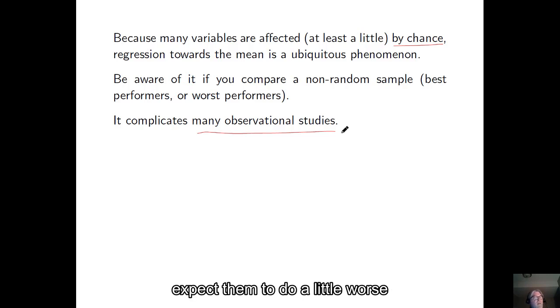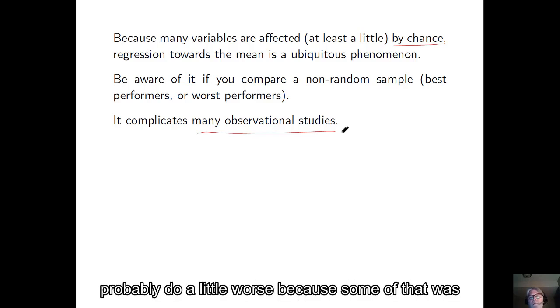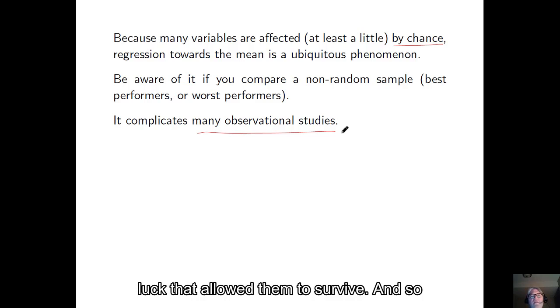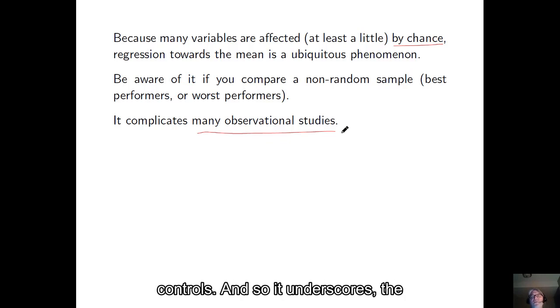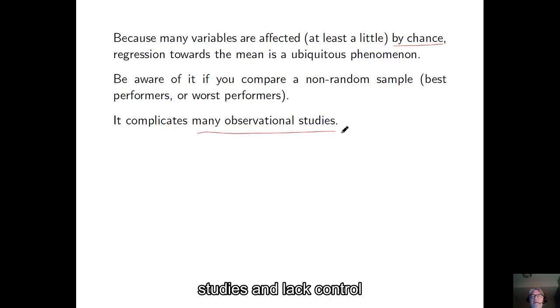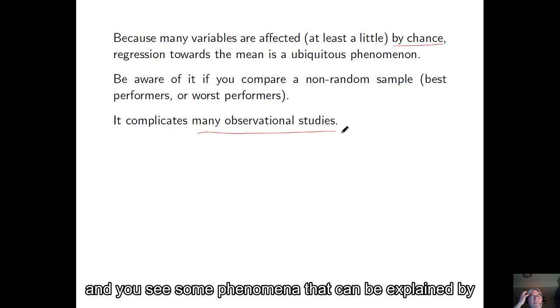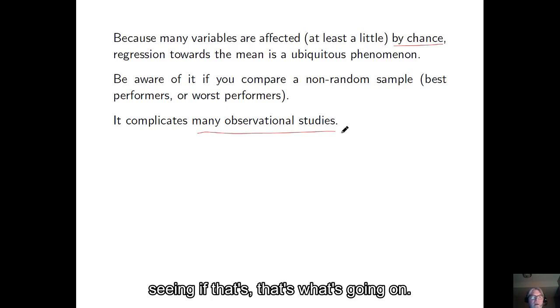And so in some sense you expect them to do a little worse next year, because even if the conditions are similar, they'll probably do a little worse because some of that was luck that allowed them to survive. And so it's very difficult to account for the effects of regression to the mean unless you have set up good controls. And so it underscores the importance of that. And when you're doing observational studies that lack a control along the time axis, and you see some phenomena that can be explained by regression to the mean, it's worth pursuing that and seeing if that's what's going on.